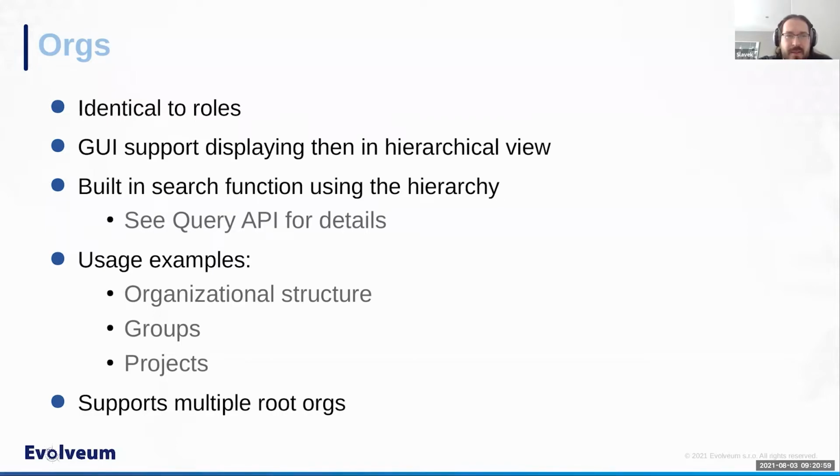Also, what's different between role and orgs is for orgs, we have some built-in search function which are using the natural hierarchy of orgs. So for example, I can easily search all members within the whole hierarchy of orgs, or I can easily say if a user is member of given org, even though it might be deeper in the hierarchy. So this is just a small extension, but otherwise roles and orgs are the same thing.